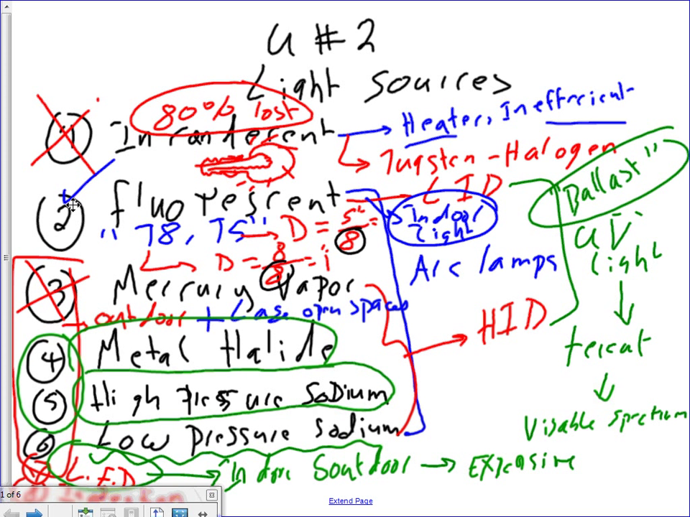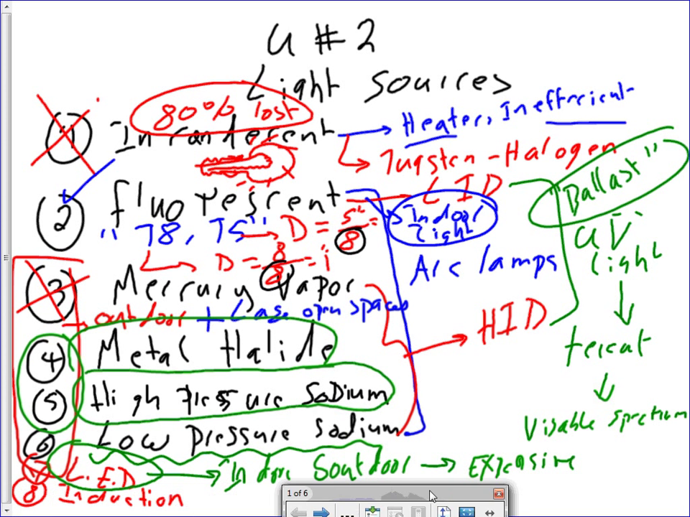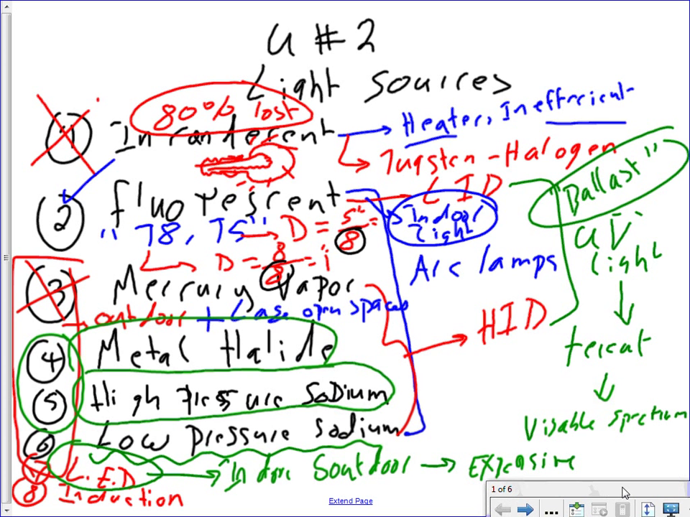Here are the sources of light, the artificial sources of light that we can use. Let me start with the first one. It's called an incandescent lamp. Do you guys remember that one? You can boil an egg on one of these.